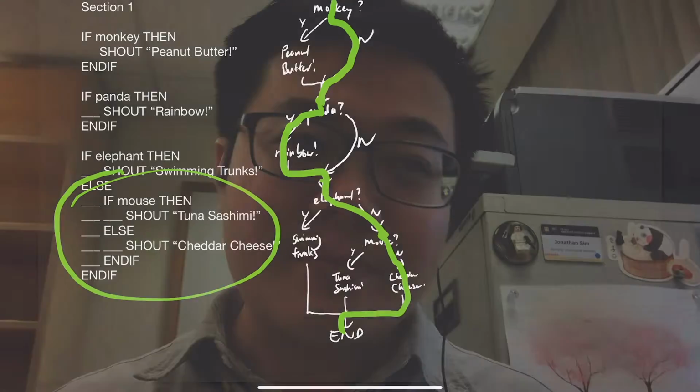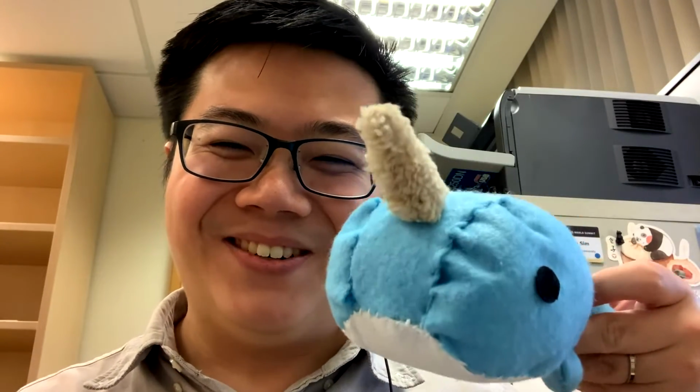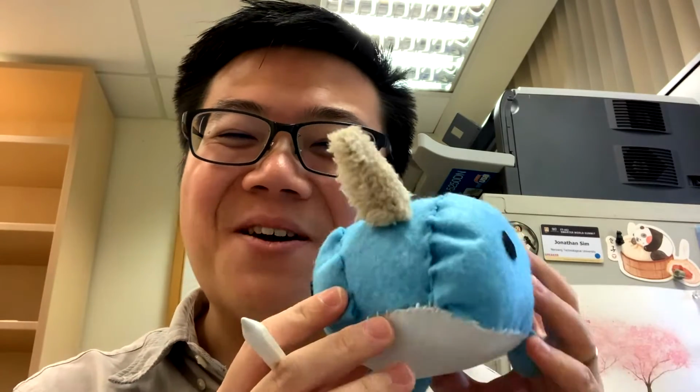Ta-da! Okay. Now, shall we try this again? Okay. Yeah, let's try it. I think just to clarify some doubts that you might have. Let's say, for example, I now have a whale. My wife sold this for me.